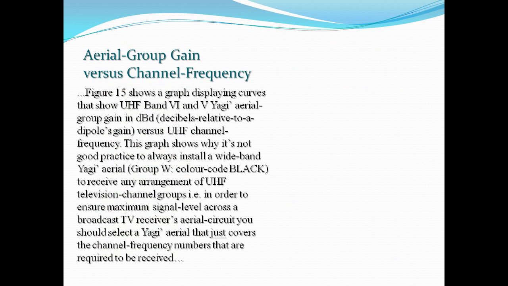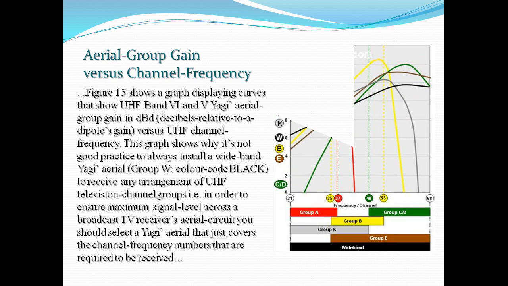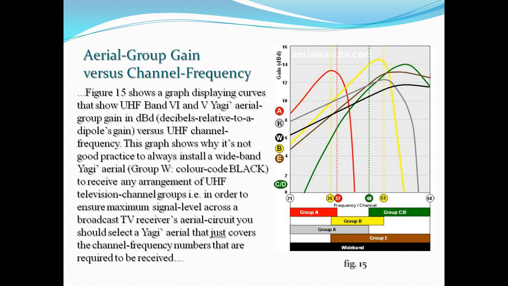Aerial group gain versus channel frequency. Figure 15 shows gain display curves that show UHF band 4 and 5 Yagi aerial group gain in decibels relative to a dipole's gain versus UHF channel frequency, displayed on the graph as a channel number. This graph shows why it's not good practice to always install a wideband Yagi aerial, that's group W colour-coded black aerials, to receive any arrangement of UHF television channel groups.